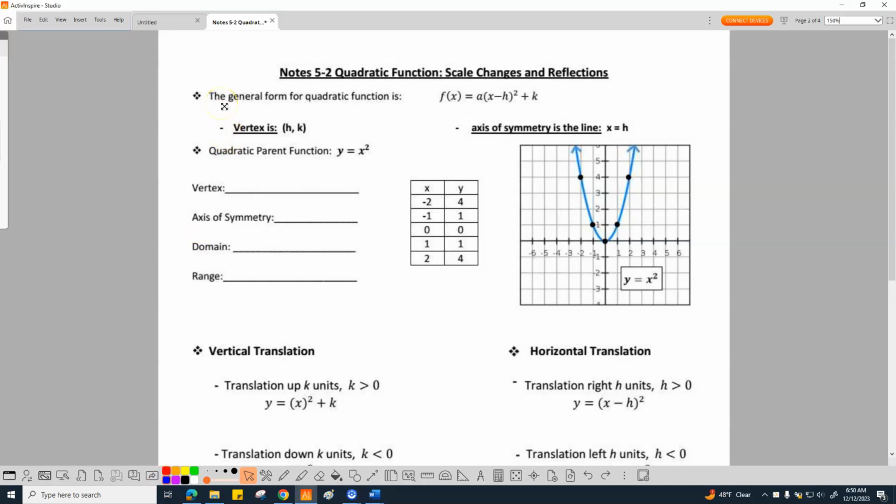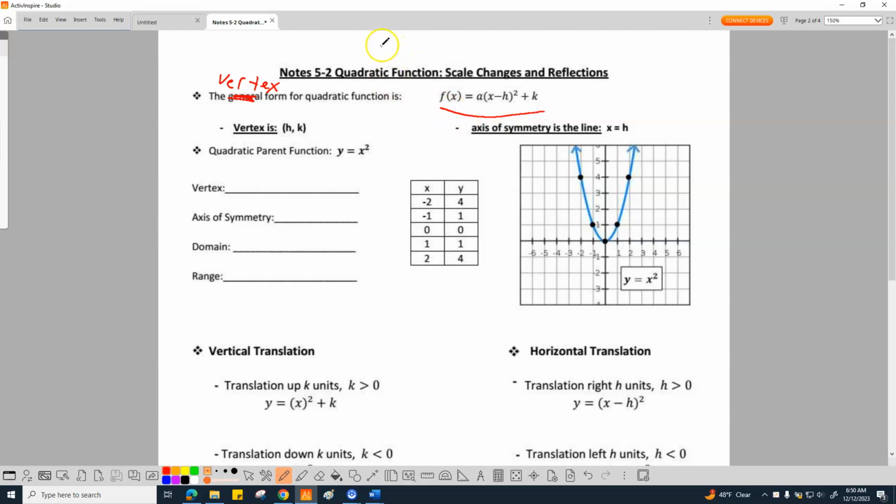Okay, so today, Algebra 2, we're working on quadratic functions still, but this time we're dealing with scale changes and reflections. This right here, I'm going to start by saying this is not the general form. This is the vertex form. So let's go ahead and correct that together. This right here is the vertex form.